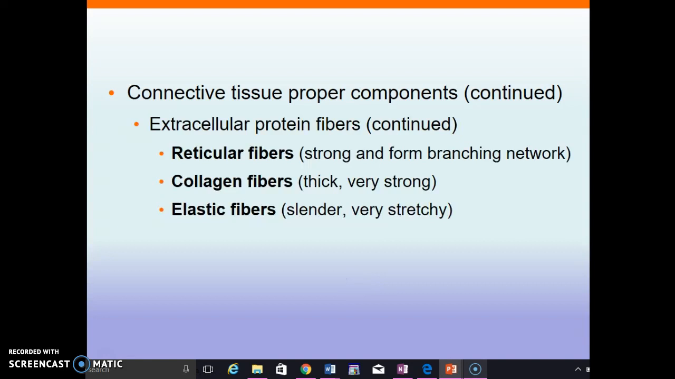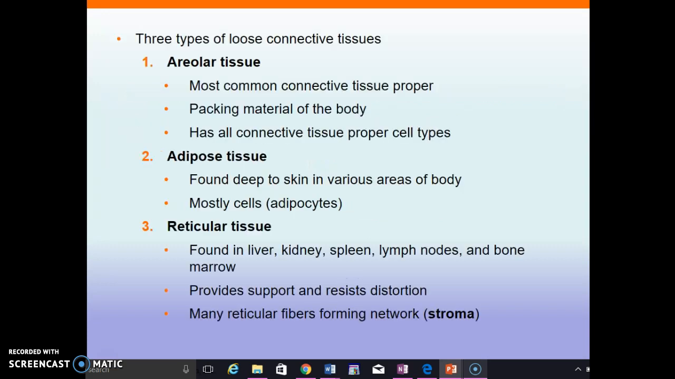3 types of protein fibers. Reticular fibers are strong and form a meshwork. Collagen fibers are extremely strong and are thick white fibers for strength, and elastic fibers are slender for stretch. So there are 3 types of loose connective tissue. Areolar tissue is the most common for packaging throughout the body, and it has all of the different cell types in it. So it's a very diverse kind of tissue.